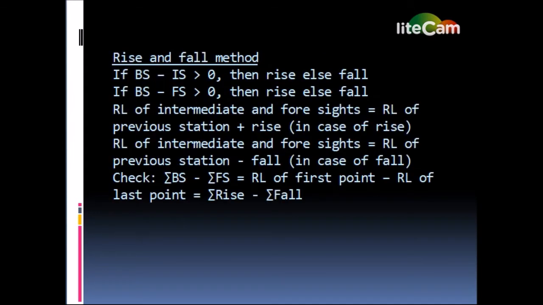The next one is the rise and fall method. In this method, the idea is taking the backsight reading of the previous known staff and subtracting the intermediate sight of subsequent readings.